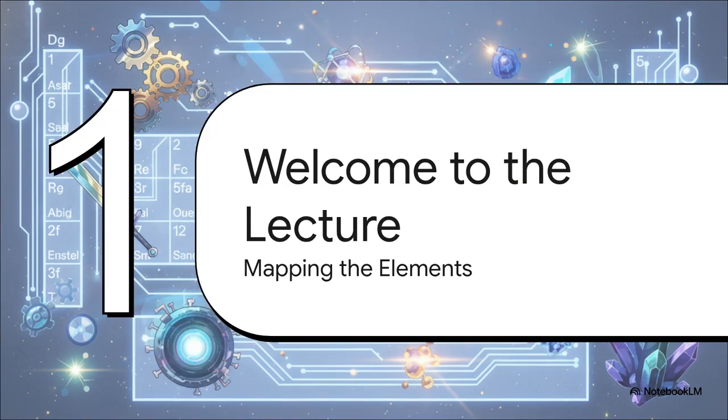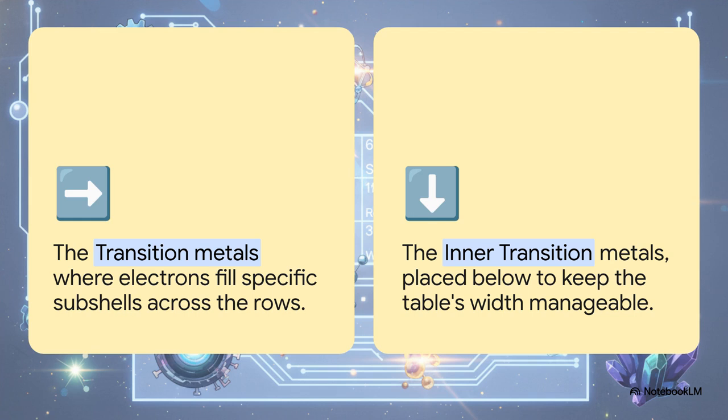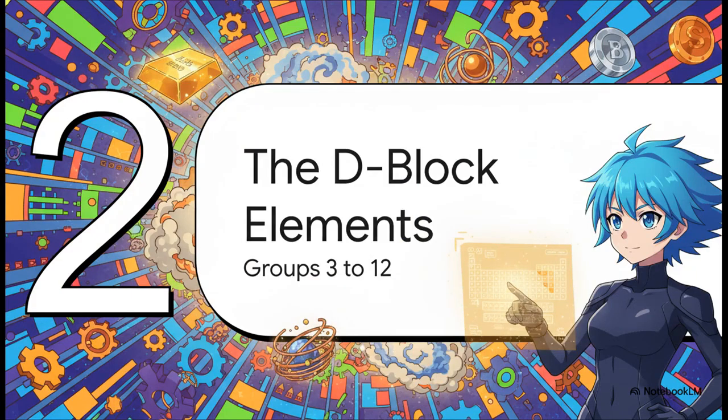All right, Section 1. Welcome to the lecture. So, our periodic table isn't just some random list of elements, right? It is a highly structured map. Notice that vast middle section? That houses the transition metals. As you move across the rows right there, the electrons are just busy filling up specific subshells. But then, we have the bottom section, the inner transition metals. Now you might be wondering, why on earth are they exiled to the basement like that? Actually, it's pure practicality. Placing them below just keeps the table's overall width manageable, so it fits inside your textbooks.